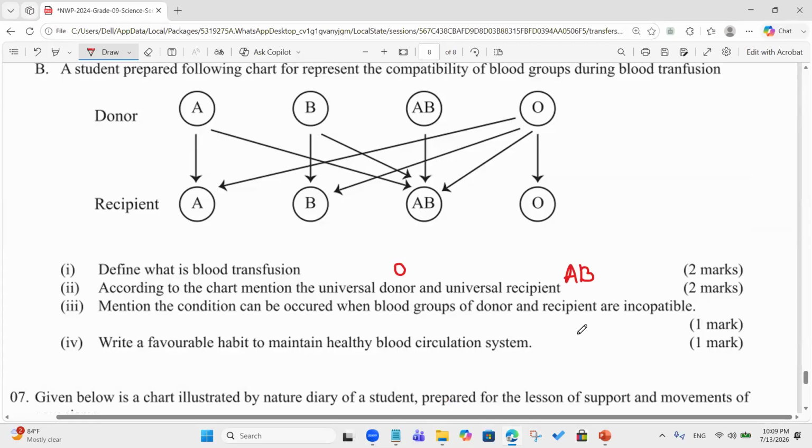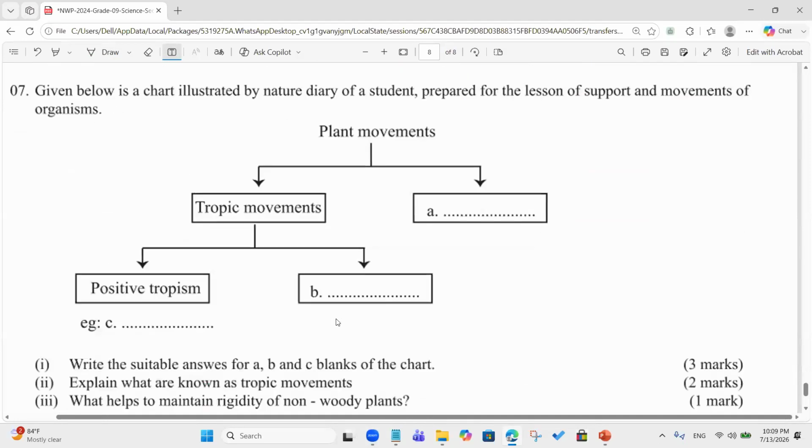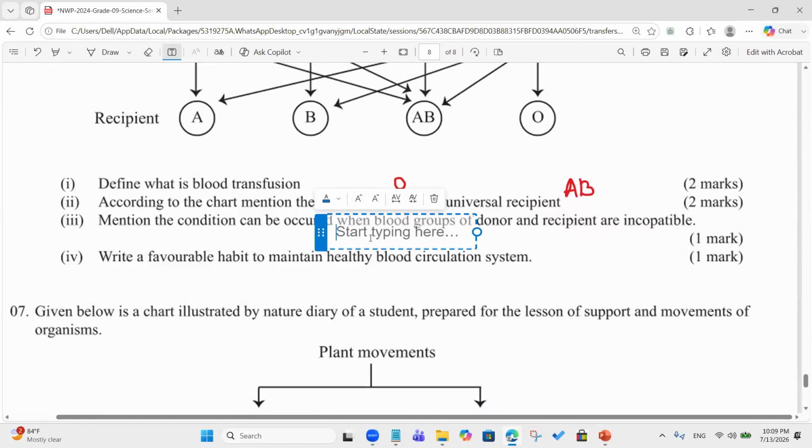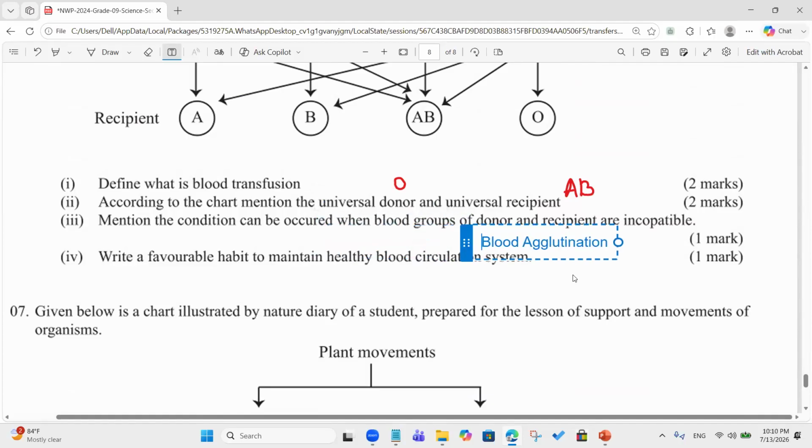Mention the condition that can occur when the blood groups of donor and recipient are incompatible. We learned a nice term for that. What is it? What's the name given for that? Blood agglutination. Yes, very good, right? That is blood agglutination. Agglutination, I think is correct, no? See?